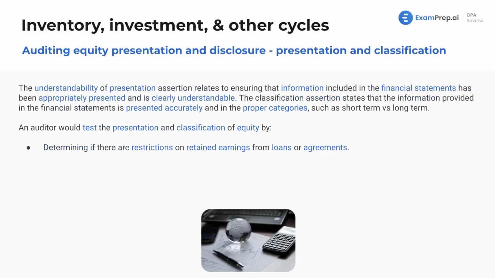For presentation and classifications, you want to determine if there are any restrictions on retained earnings from loans or agreements. You also want to see, well, a lot of times we might see with subsequent events, should you state or account for any massive issuances of stock that happened in the first quarter of the next year? Now, that's not something we accrue for in the previous year, that is only accrued for in the year that it happened. But you want to make sure that if, let's say, we're in year one and the second day of year two, this entity issues a massive amount of stock, that may have to be disclosed. It doesn't have to be accrued for yet, but that just may have to be disclosed in the financial statements.